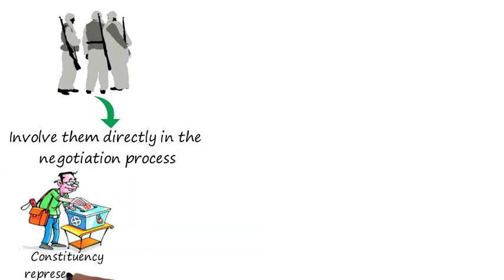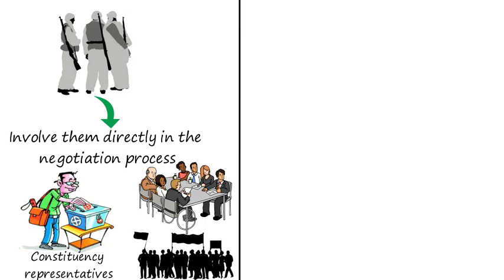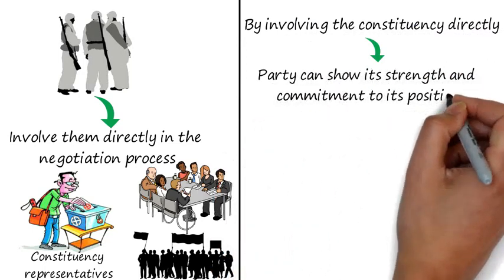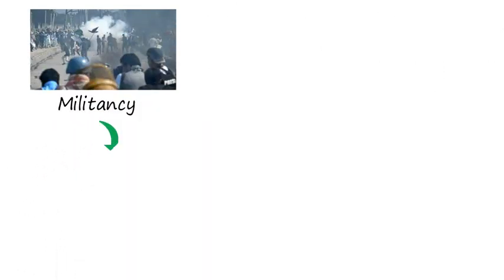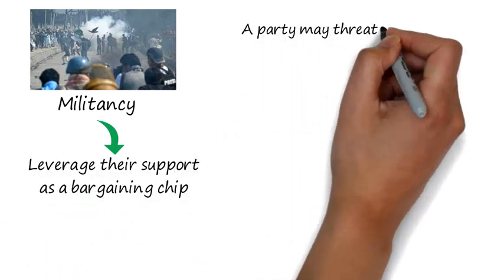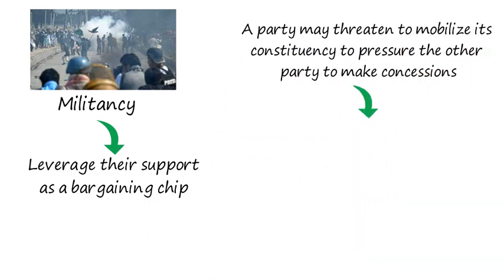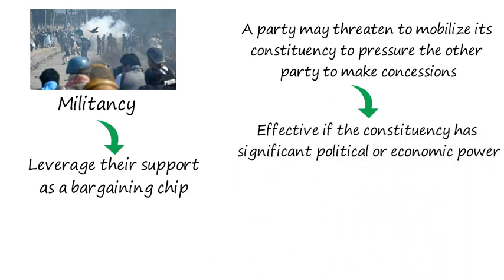This can involve bringing constituency representatives to the negotiation table or holding public meetings or rallies to demonstrate support for the party's position. By involving the constituency directly, a party can show its strength and commitment to its position and signal to the other party that it is willing to take a firm stance. Another way to use the constituency to show militancy is to leverage their support as a bargaining chip. For example, a party may threaten to mobilize its constituency to pressure the other party to make concessions. This can be particularly effective if the constituency has significant political or economic power.